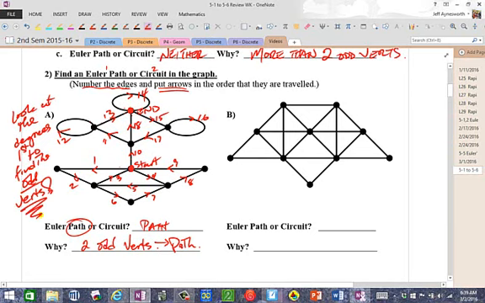Okay, so remember that. On this one here, what do we have? So we have 1, 2, 3, 4, and so on, 5, 6. They're all even so far. So they're all even. So we have a circuit here. Why? Because all even vertices. So all even vertices indicates a circuit.